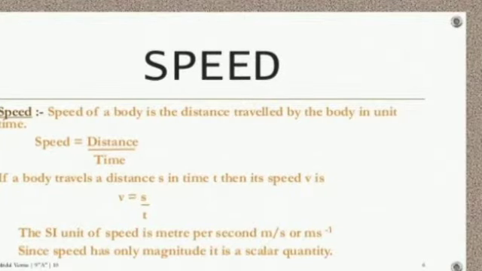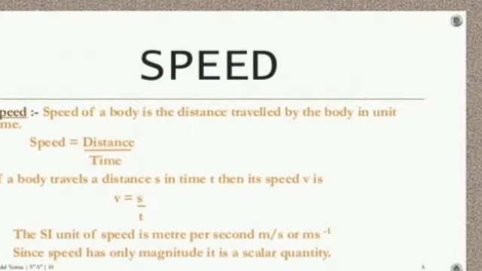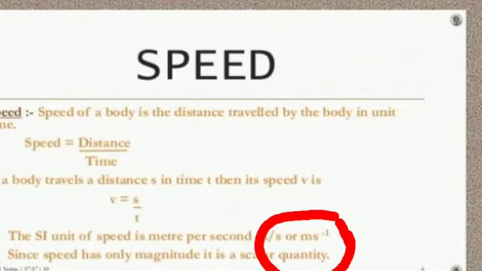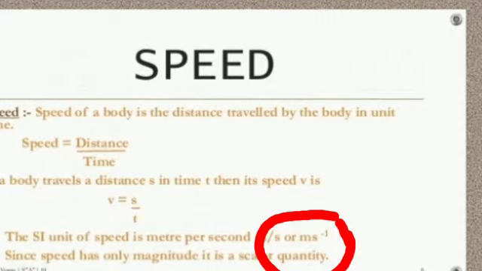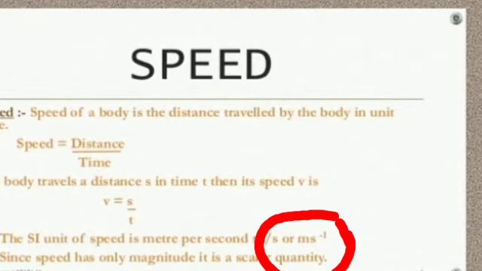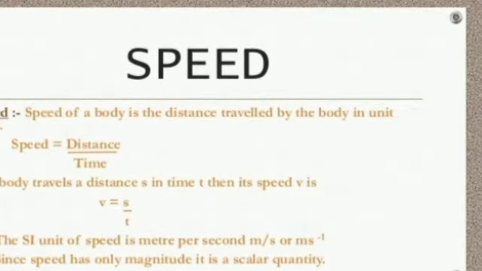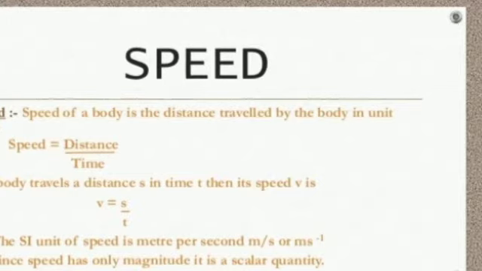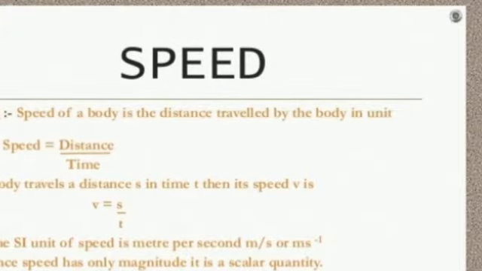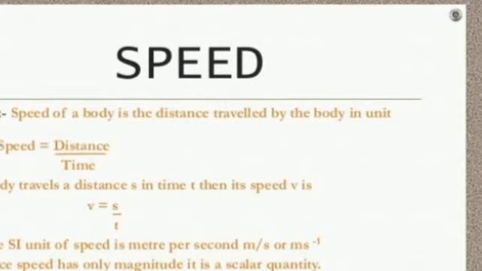The SI unit of speed is meter per second. See here, v equals s by t. What is the SI unit of distance? Most probably we'll calculate in the SI MKS system. So distance has the SI unit meter, and time has the SI unit second. According to the formula, s means meter, t means second, so meter per second. Remember this when we are solving problems.